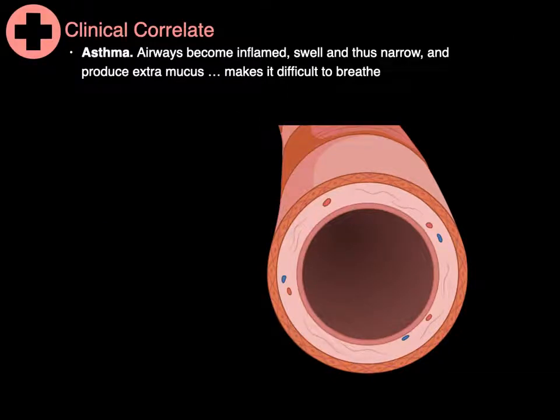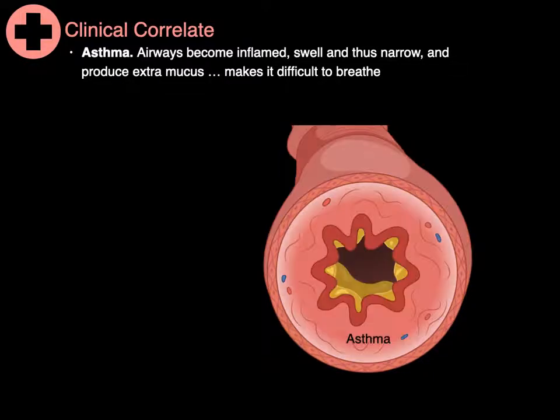On another note, asthma is a condition where the airways can become inflamed, they swell, and you get bronchoconstriction, they narrow, and you have production of extra mucus. It makes it very difficult to breathe. It looks like this: normal versus asthma.